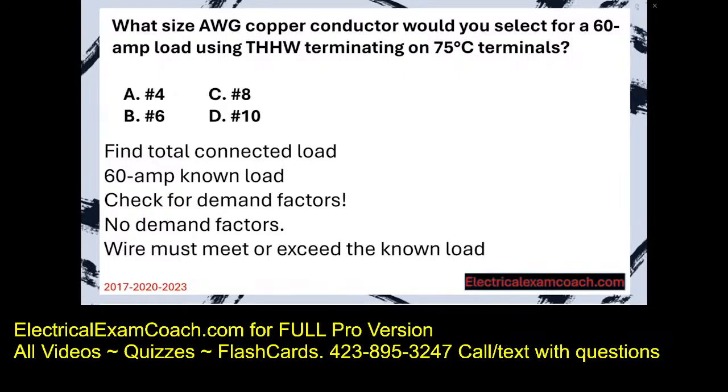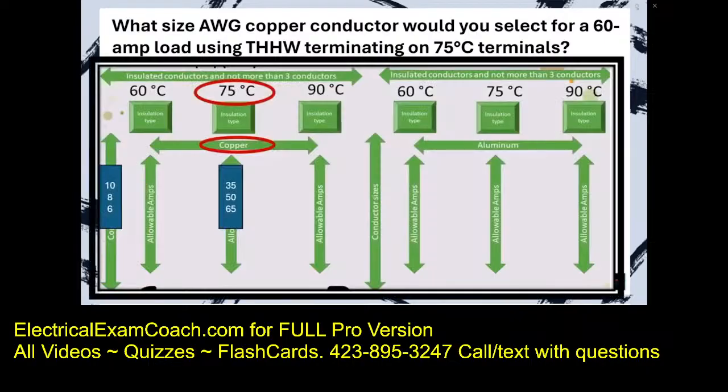So we head to our primary ampacity table, and we're going to start on the left-hand side because our question is copper. Always carefully go through these steps. What type of metal? Copper. What are my terminal ratings? They are 75 degrees C. What is my known load?